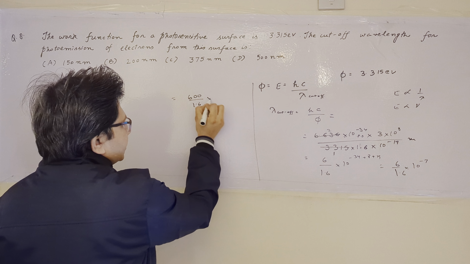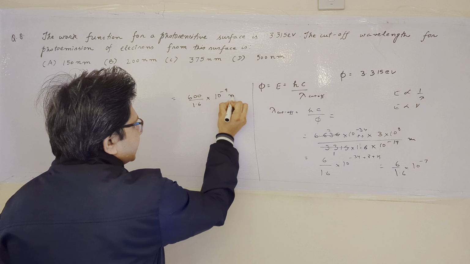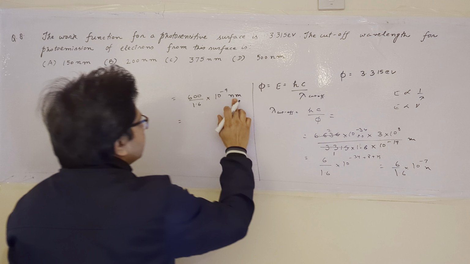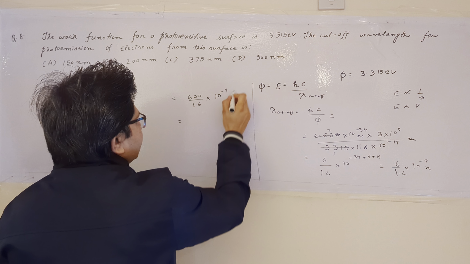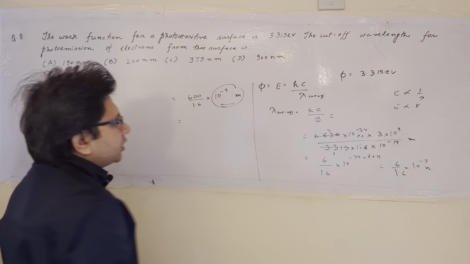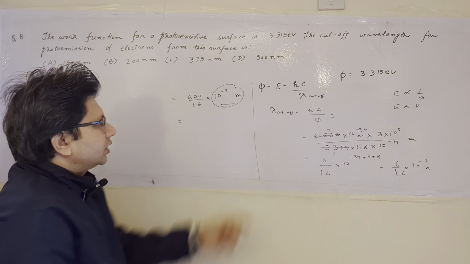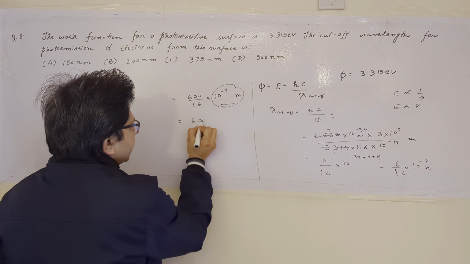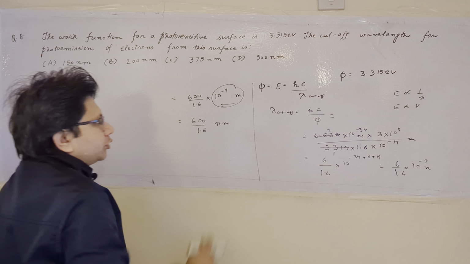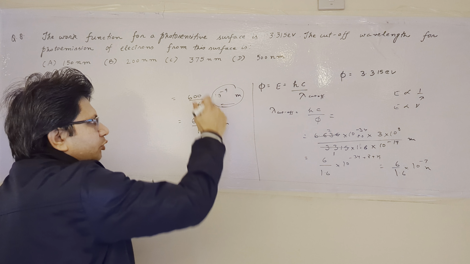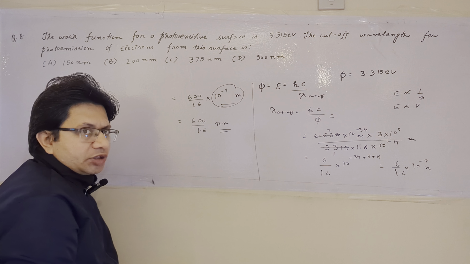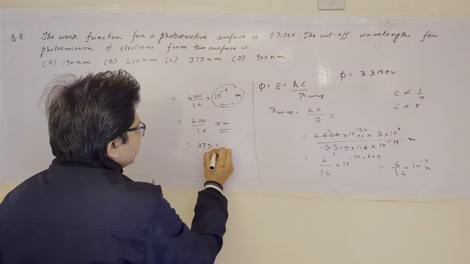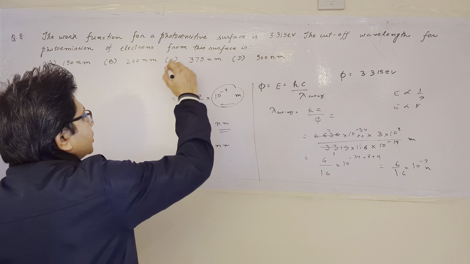In other words, this value is 600 upon 1.6 into 10 raised to the power minus 9 meters. We have rearranged it in this form because the answer is in nanometer, and 10 to the power minus 9 corresponds to nanometer. So the next step is 600 upon 1.6 nanometer. Up to this step it is in meters; when we remove the 10 to the power minus 9, we get the result in nanometer. After solving, this value comes out to be 375 nanometers. So option C is correct here.